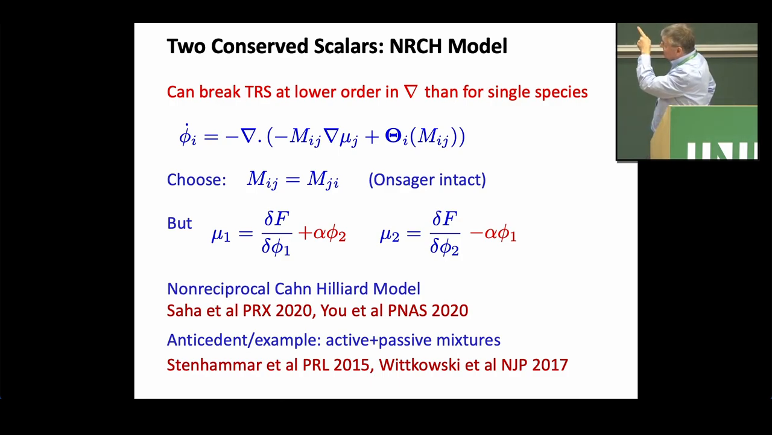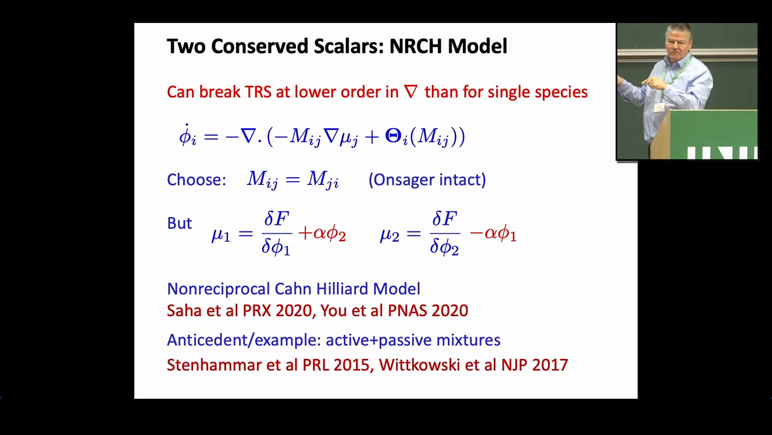But what you can do is mess around with what looks like the chemical potentials. I can add alpha phi 2 to mu 1 and minus alpha phi 1 to mu 2, and then the second derivative is not equal. So I've broken the free energy structure by saying that the two species have a part of their interaction which is not reciprocal. In other words, if species 1 wants to go towards species 2, species 2 wants to go away from species 1. So you have this chasing dynamics built in this incredibly simple way into this model.